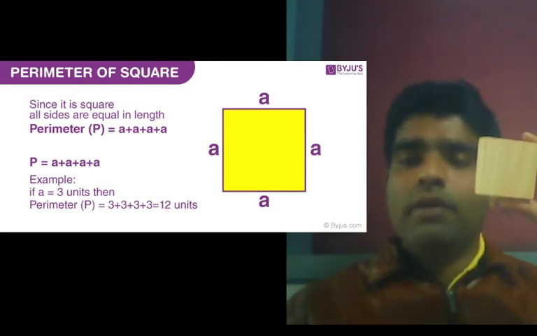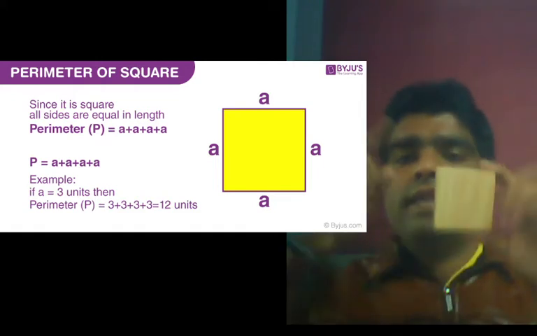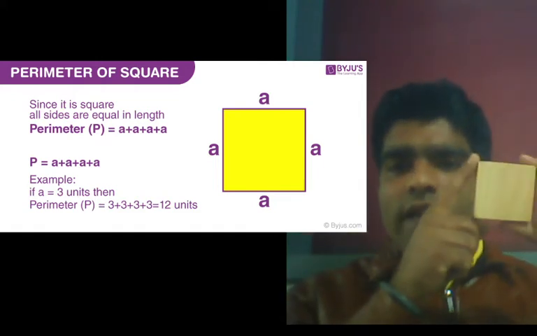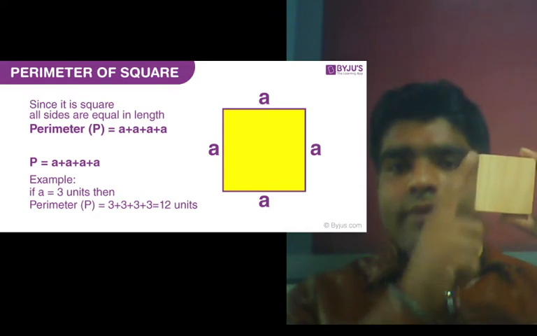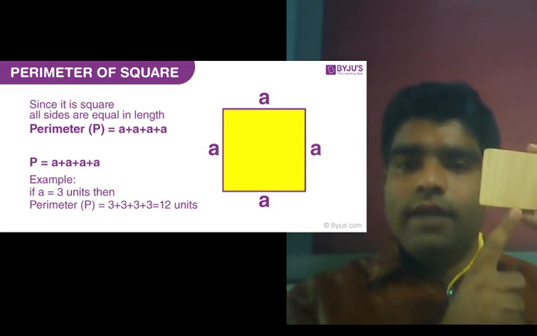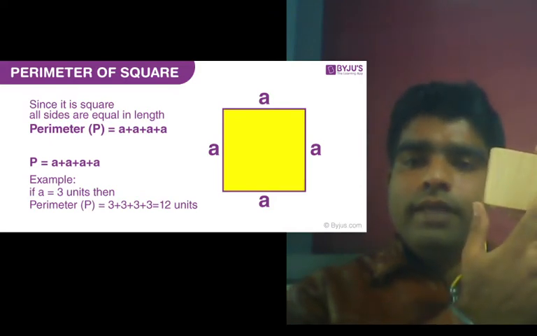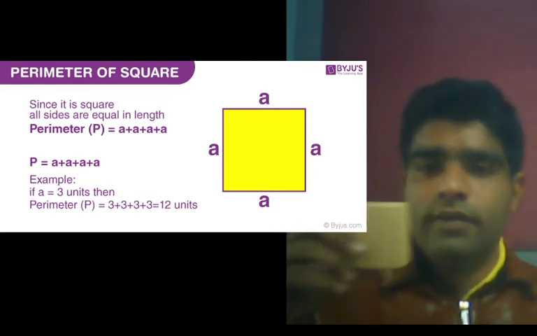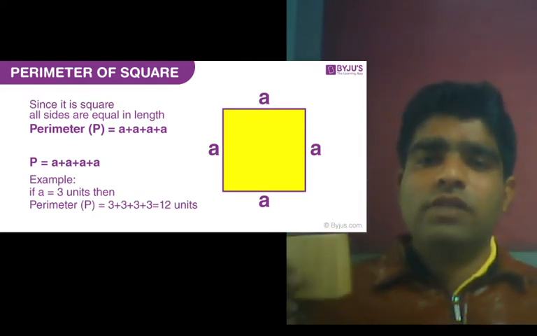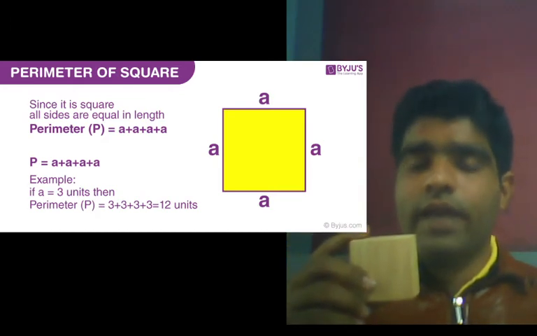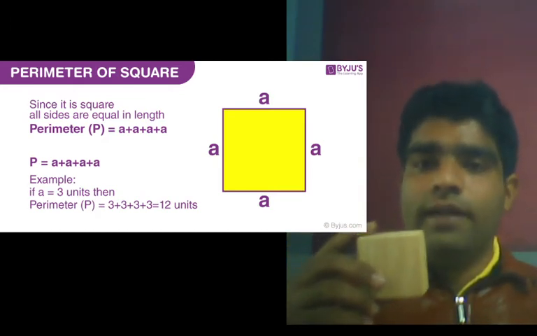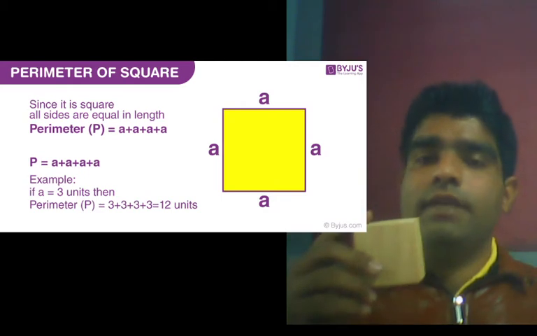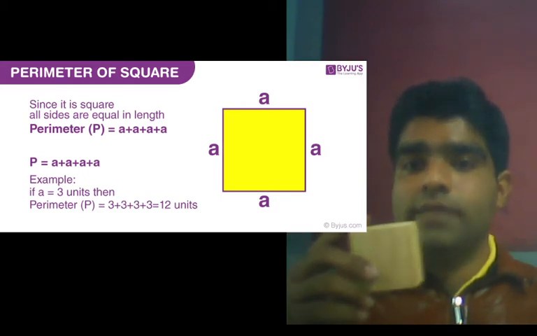For example, consider this side as small a. We denote it by small a, the second side is denoted by small a, the third by small a, and the fourth by small a. It means all four sides are the same. That is why the perimeter of a square is 4 times a.